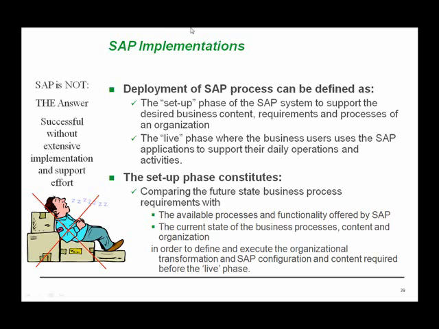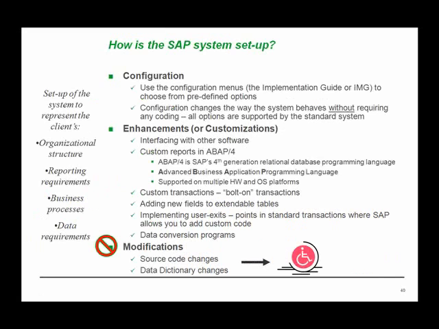SAP is not successful without organizational support. Without extensive implementation and support effort, you can't have success in an SAP implementation. So there are two phases of SAP implementation: setup and live. Live is after your system goes live, when your business users are entering transactions. Setup is the pre-go-live phase of the project.